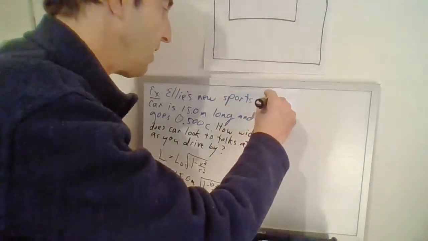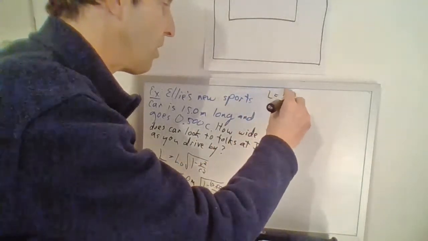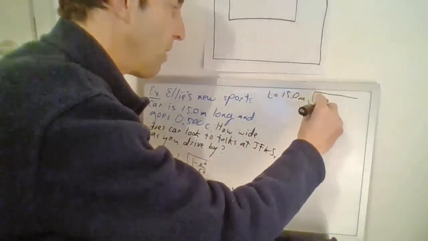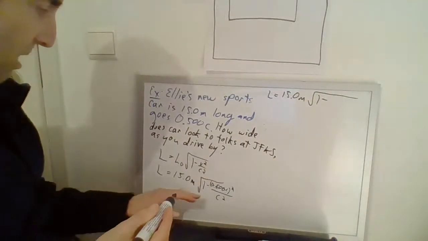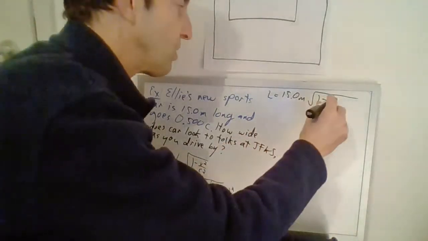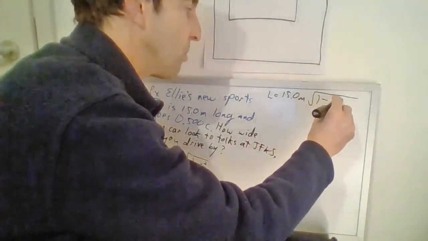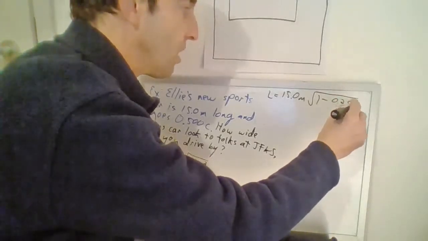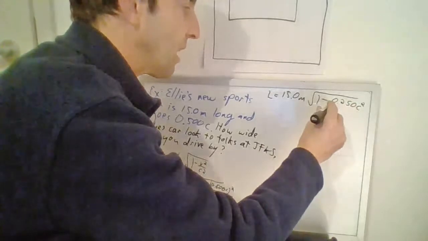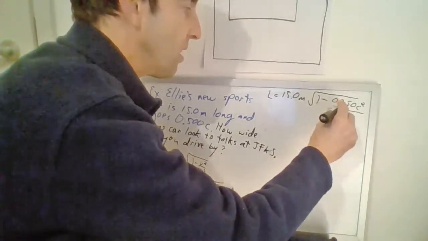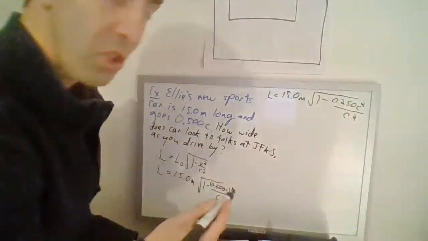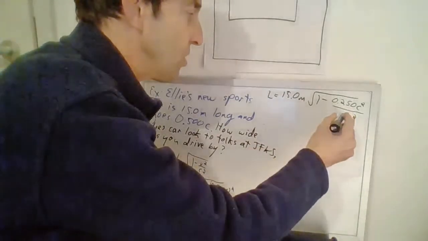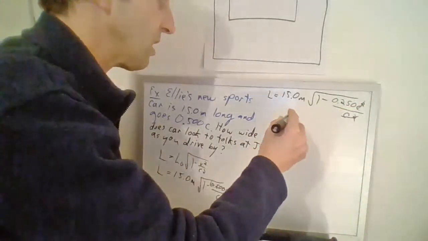I got L equals 15.0 meters times the square root of 1 minus, and this ends up being 0.5 times 0.5 would be 0.25, right? 0.25, probably, to keep the sig figs, over c squared. And of course, the beautiful thing is the c's cancel. I love it. And you knew that last time, Ellie, so I don't have to ask you again.